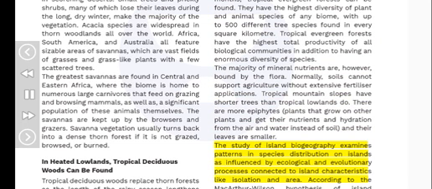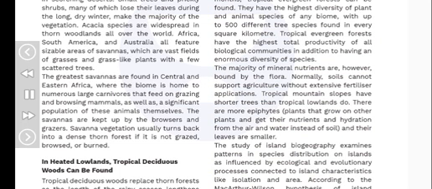Island biogeography examines how patterns in species distribution on islands are influenced by ecological and evolutionary processes connected to island characteristics like isolation and area. The MacArthur-Wilson hypothesis of island biogeography states that the species diversity of an island's biota is determined by two processes, immigration and extinction. The immigration rate declines and the extinction rate rises as the number of species on the island rises, while the extinction rate falls with island area.